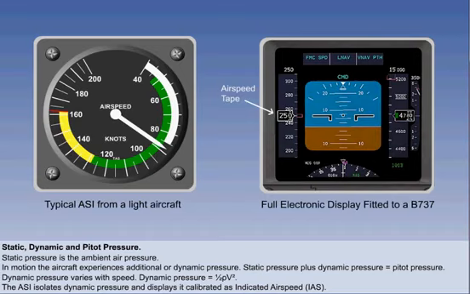The function of the airspeed indicator, therefore, is to isolate the dynamic pressure from the pitot pressure and to display the dynamic pressure calibrated as airspeed. Logically, the airspeed displayed on the airspeed indicator is known as the indicated airspeed, or IAS.